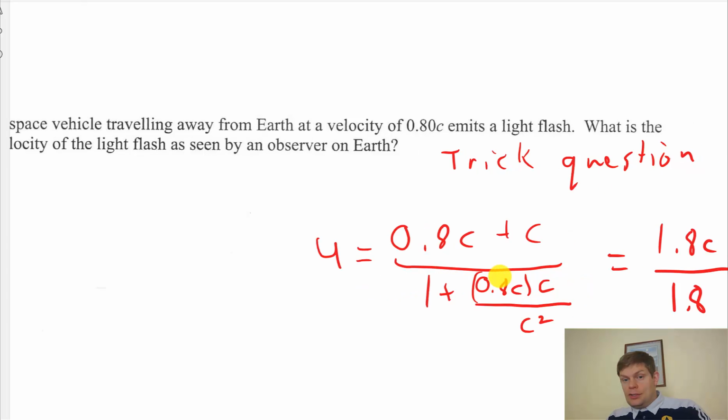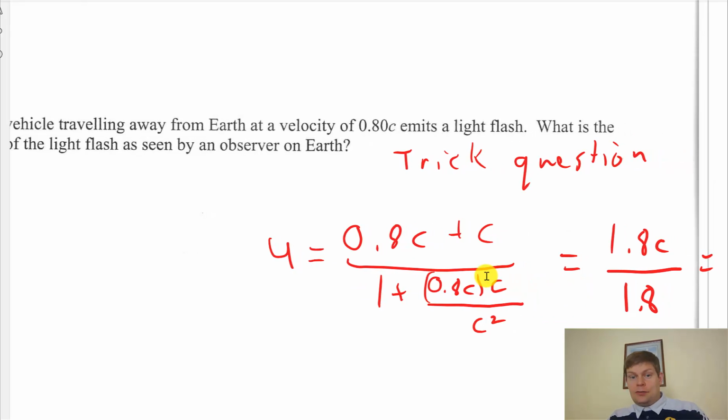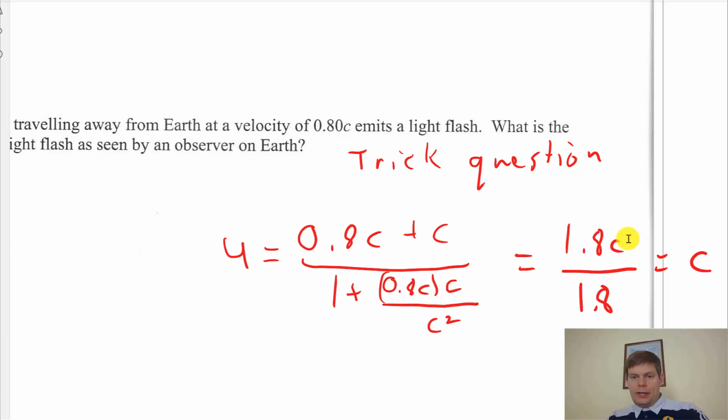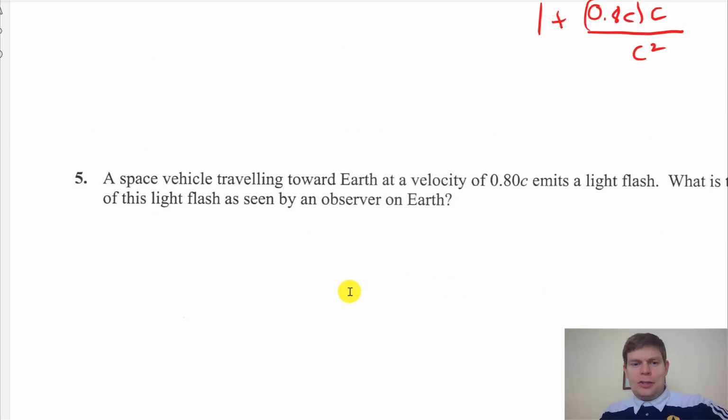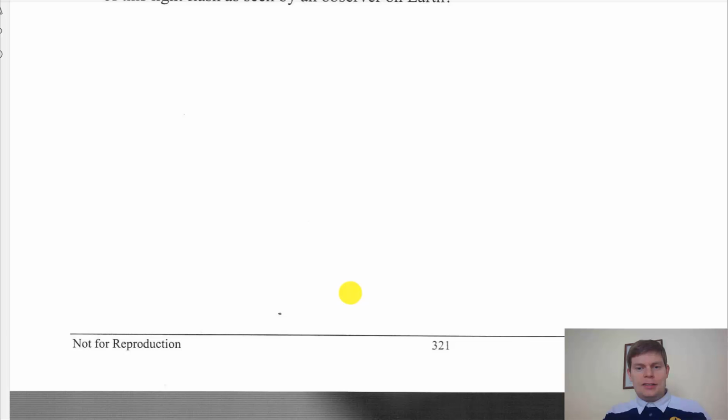But it's also interesting to ask, does the formula work? If you put it in, notice the light flash is traveling at the speed of light. We put it all in, and we end up with 1.8c at the top and 1.8 on the bottom, so we end up with c as well. So even if you didn't catch the trick question, if you just plugged it into the formula, that works too. And this is about it for this one, and the end of the relativity unit.